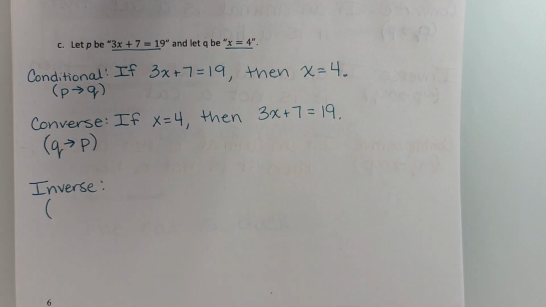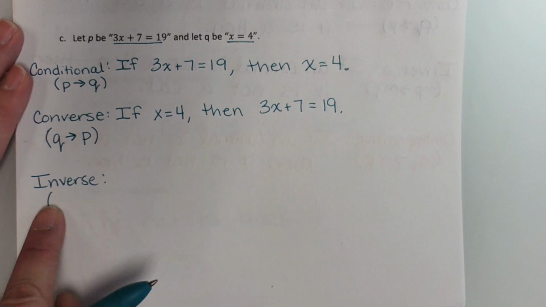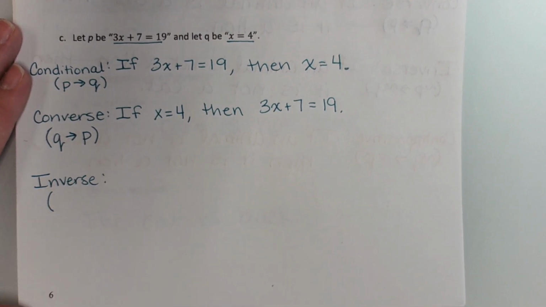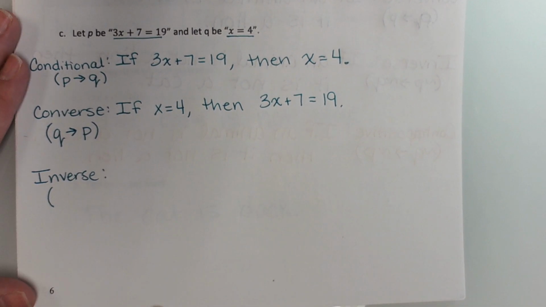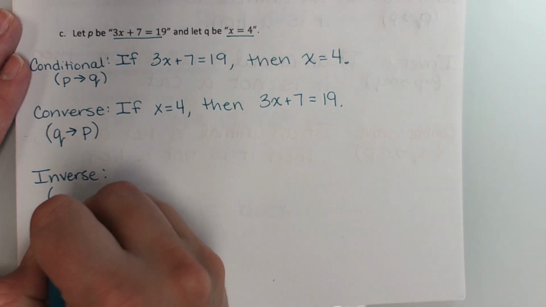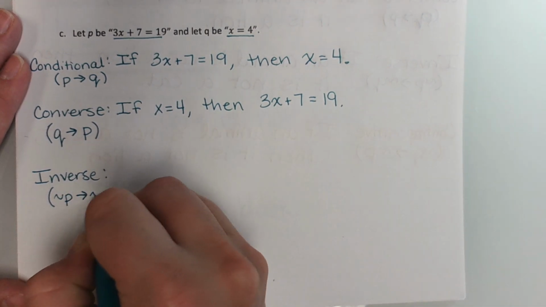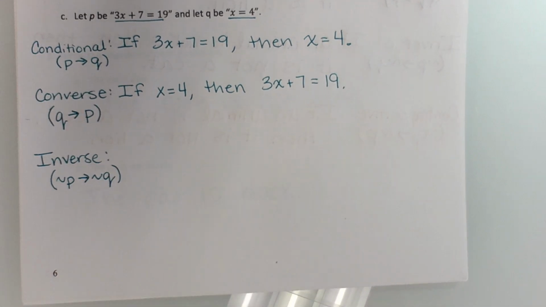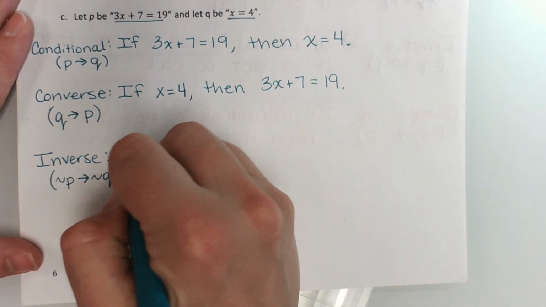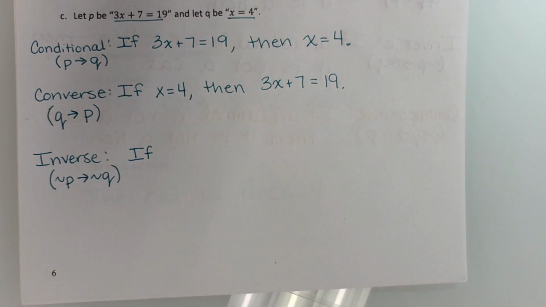Inverse. Jonathan. What's the little symbol version for the inverse? If not P, then not Q. Exactly. If not P, then not Q. So, if... Now here's where the challenge comes in. P is 3x plus 7 equals 19. Garrett?